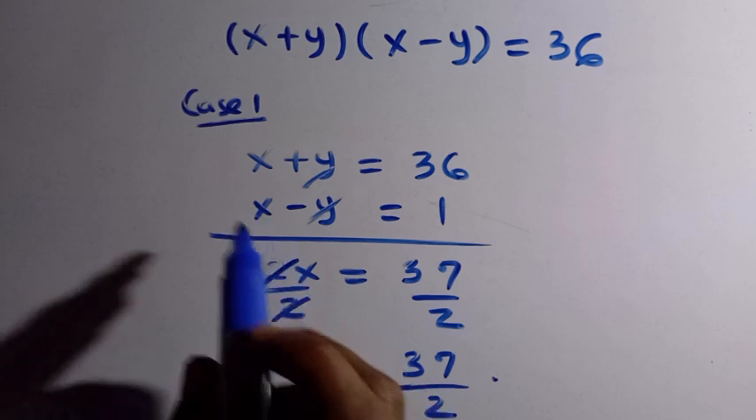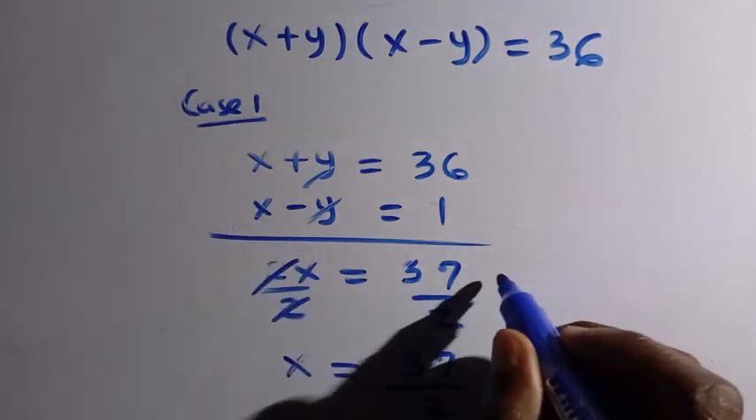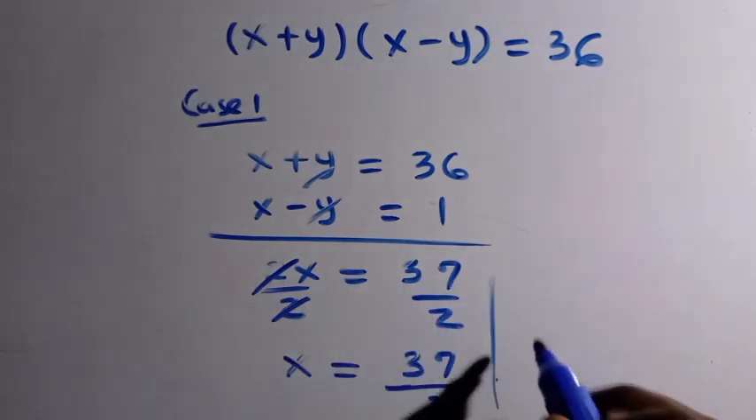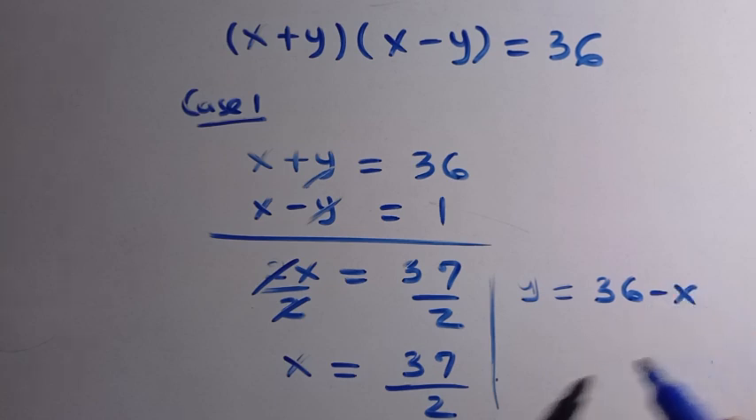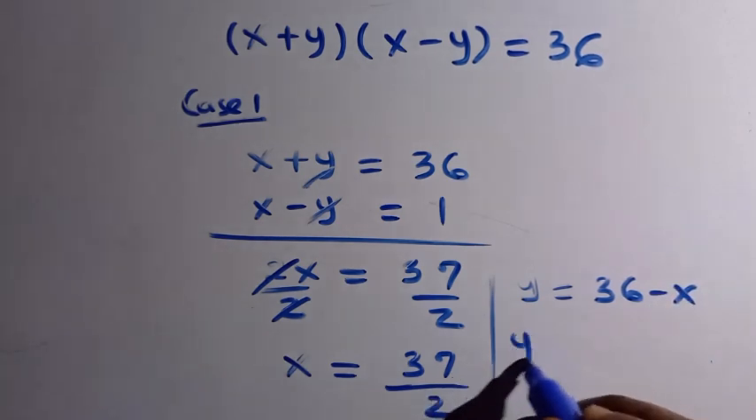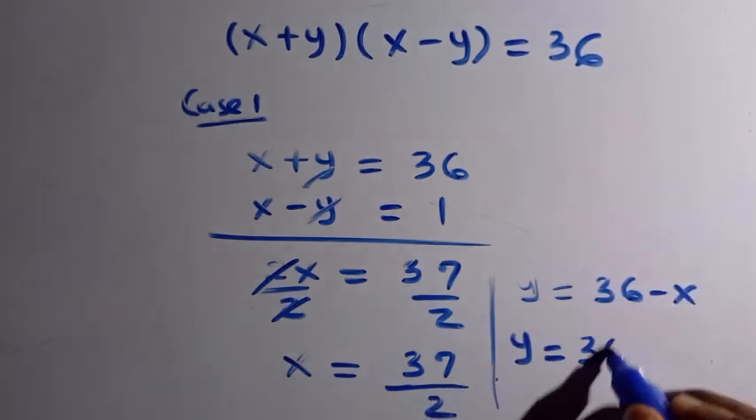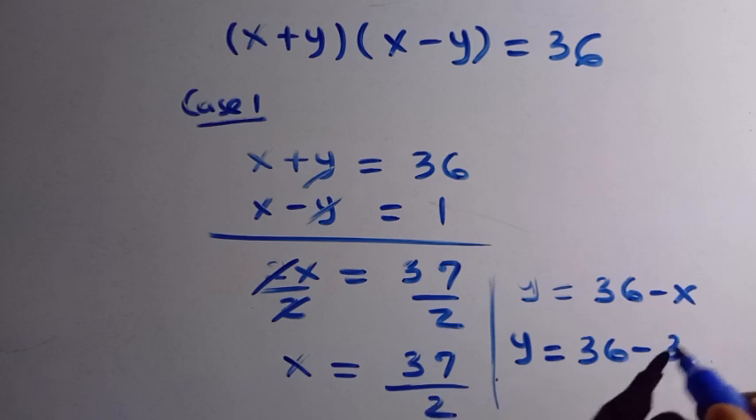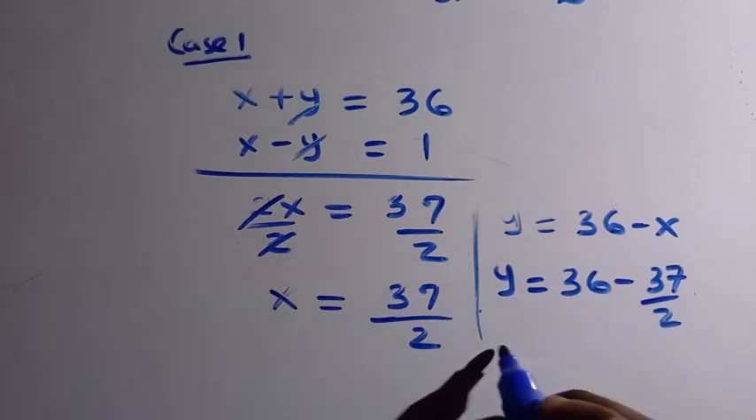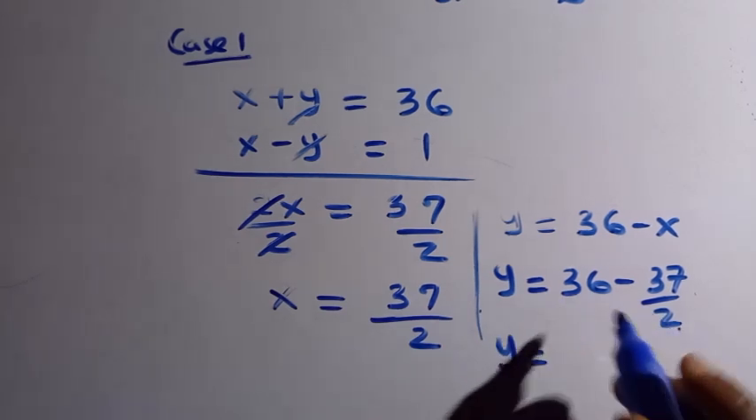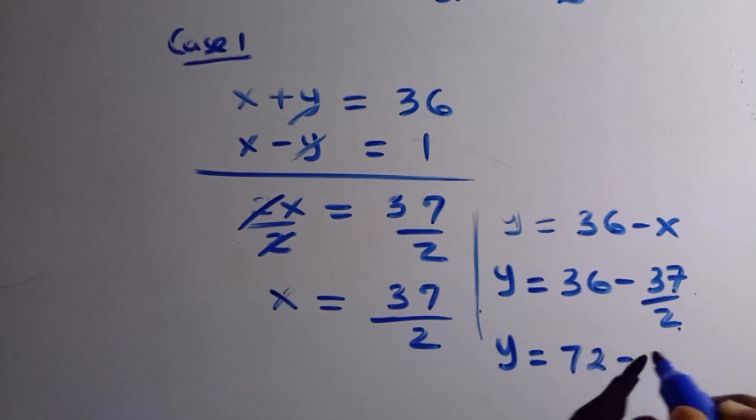Then suppose I consider the equation 1. By making y the subject of the formula, we have y equals 36 minus x. And here is y equals 36 minus 37 over 2. Then from here, if you cross multiply, we have 2 times 36, that is 72 minus 37, then over 2.